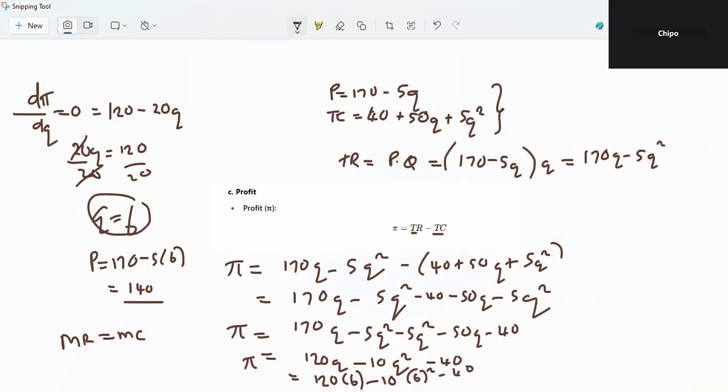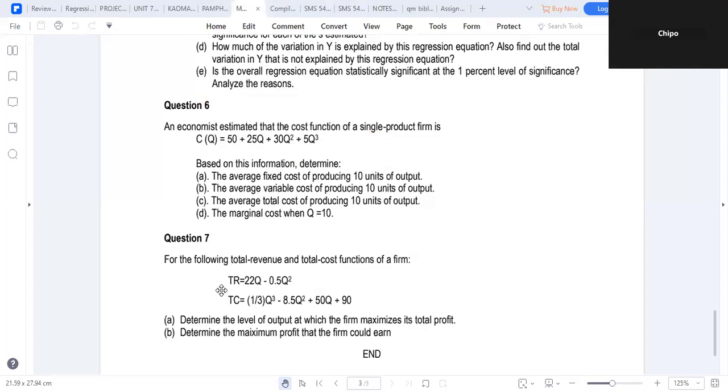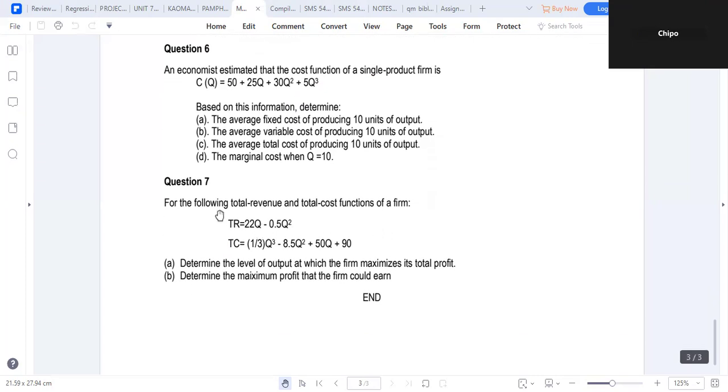Okay, so our question now is to answer question number 7. We're given a total revenue function and the total cost function. So we're being asked to find the output that maximizes profit. So I hope you are familiar now with how to come up with a profit function. Let's do a quick recap.